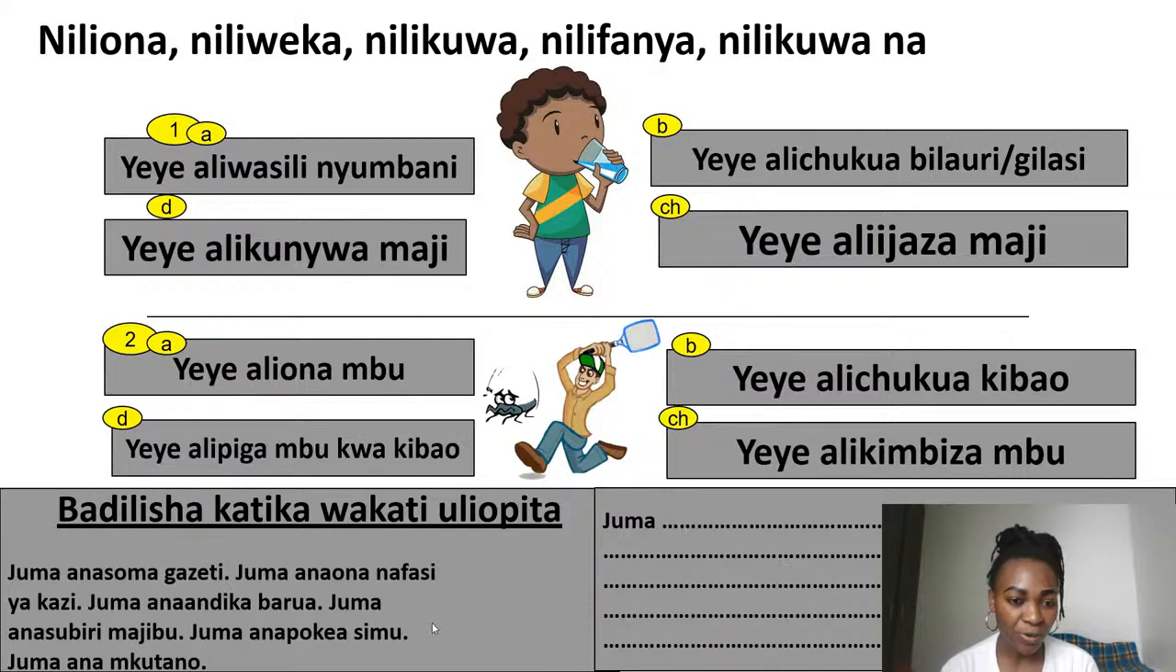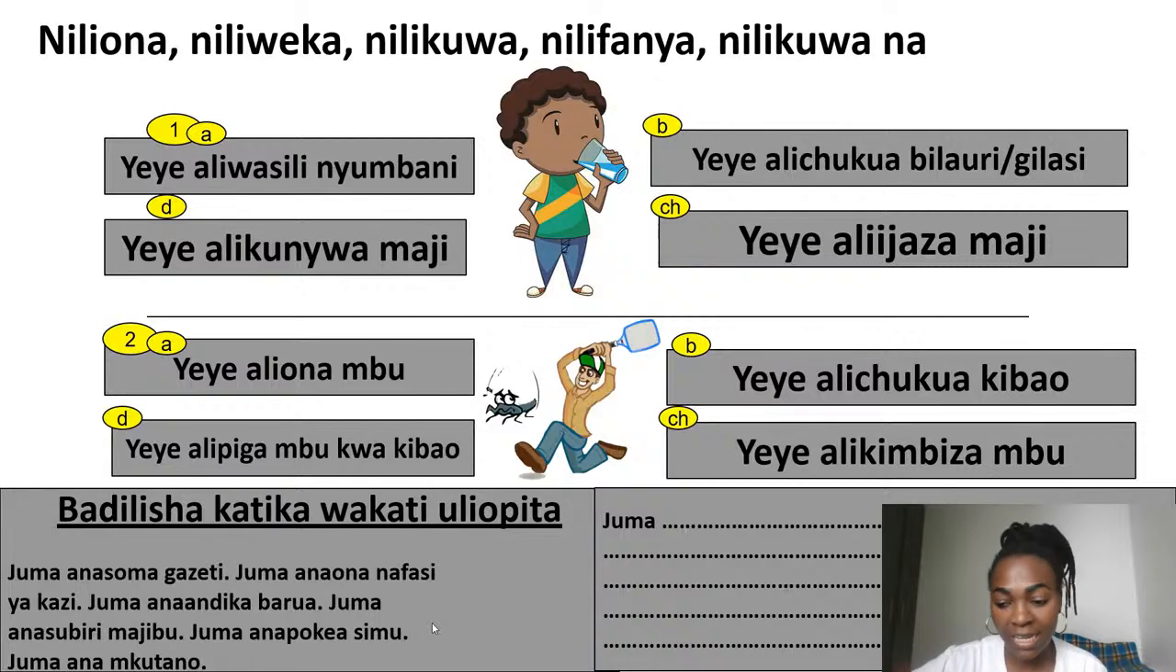And then the second one, Juma anaona nafasi ya kazi. Juma sees a work opportunity. In the past tense, the na is the only thing that is going to change. So this is going to be Juma aliona nafasi ya kazi. With that being said, the first and second sentences have been done for you. So I believe you can continue with the rest of the sentences.